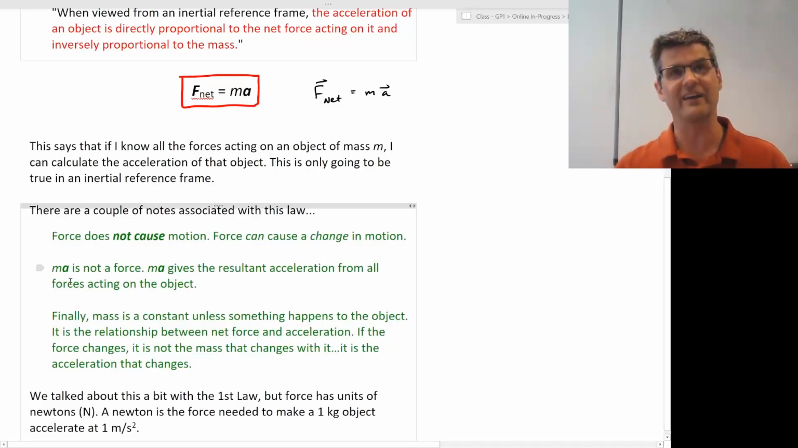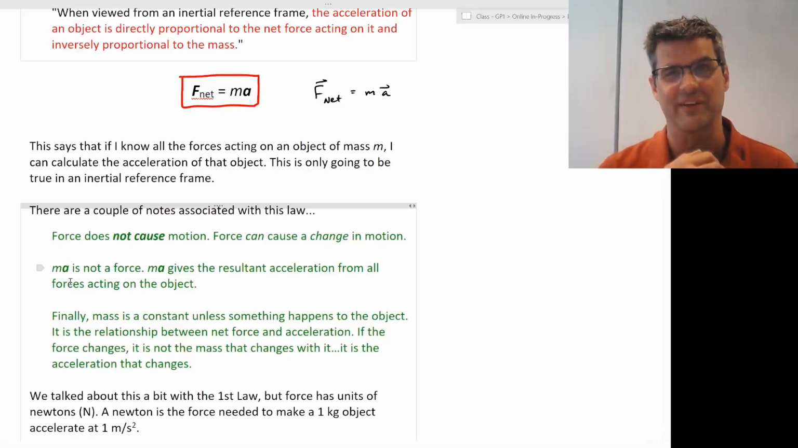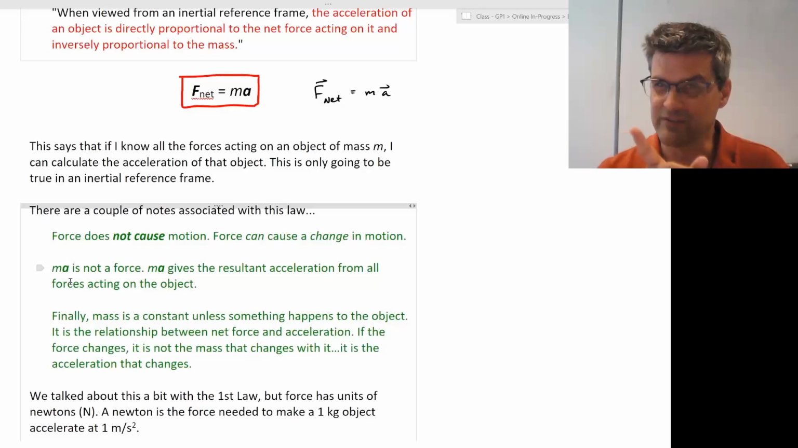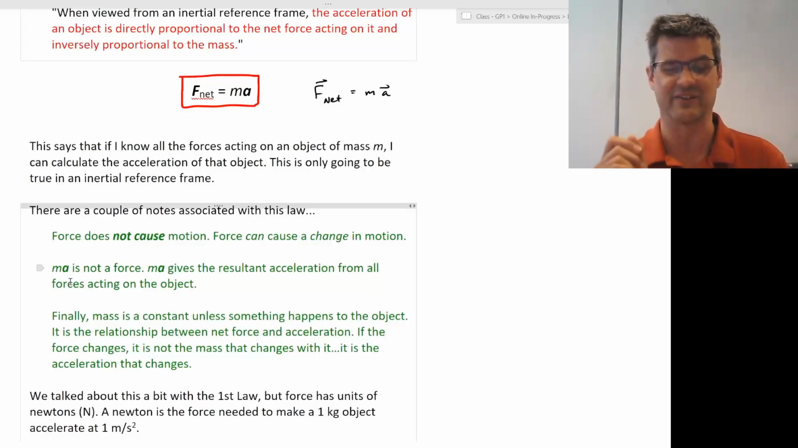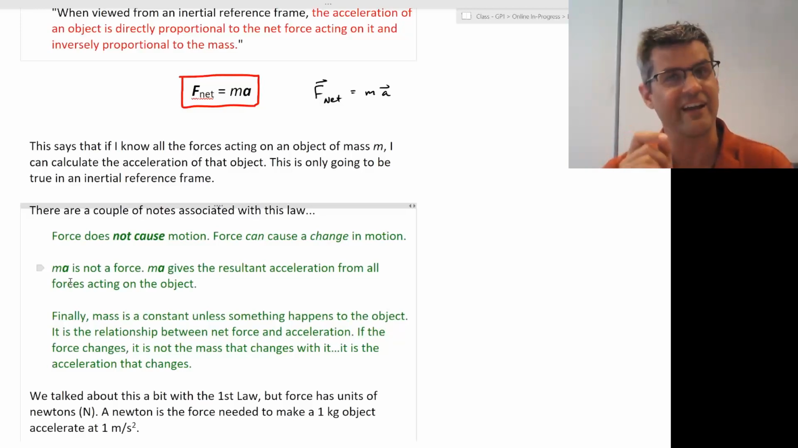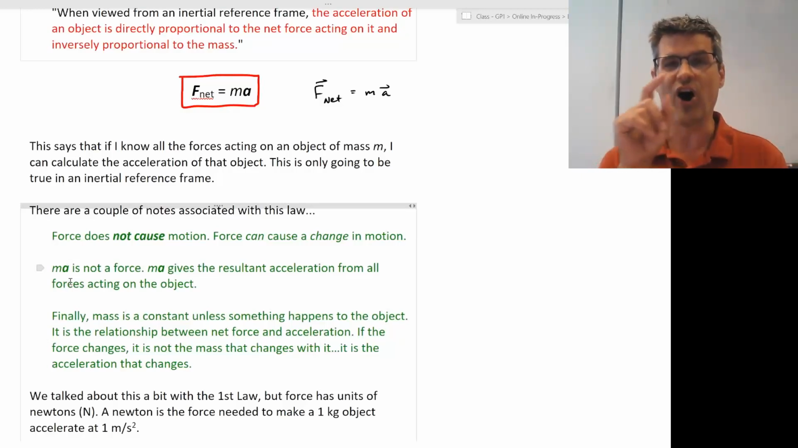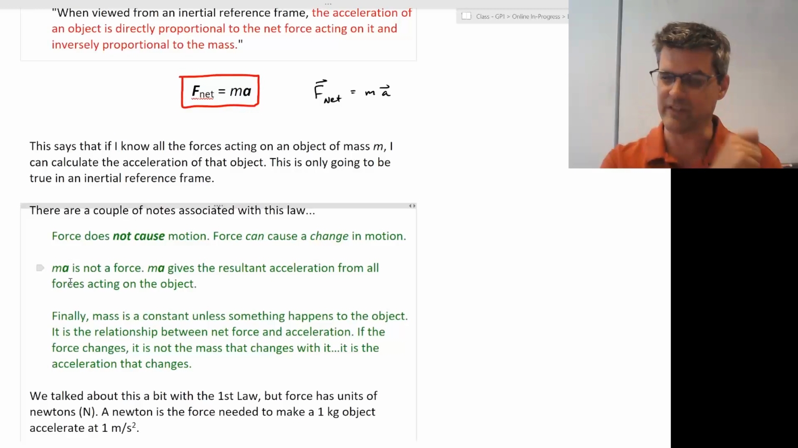Similarly, you might have often heard that Newton's second law is F equals ma, or force is equal to mass times acceleration. And that's not exactly true. ma isn't a force. ma gives the resultant acceleration from all forces. It's not F equals ma, because ma is not a force. F net is equal to mass times acceleration. All of the forces lead to the total acceleration of the object. So if you can look at all of the forces, then you can say all of those forces will equal mass times acceleration. That's different, but related.